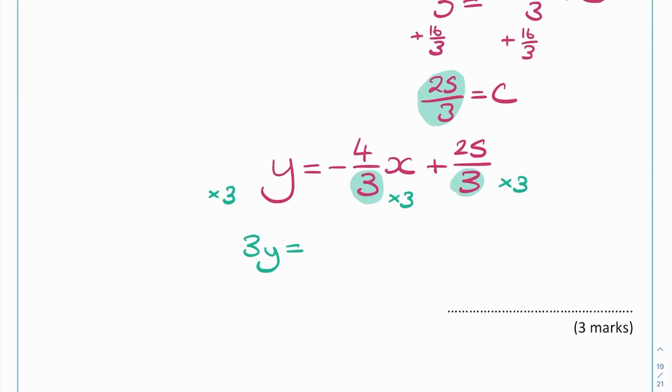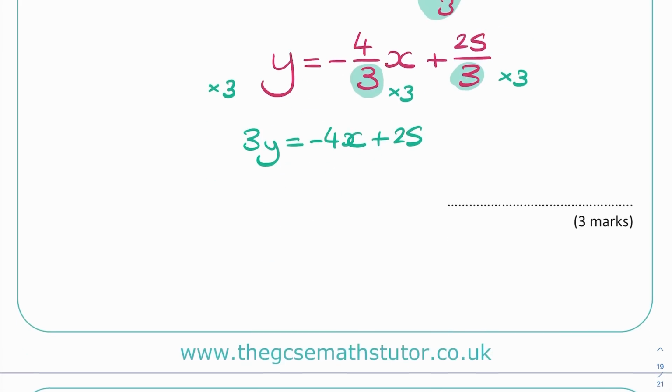So 3y would equal negative 4x plus 25. And you might even be asked to rearrange that and move pieces around. So you could add the 4x to the other side, minus the 25, you could write it equal to 0, you could leave the 25 where it is. You obviously just need to read the question and see how you've been asked to write it. As we've not been asked to do any of that, we'll just leave it in its y equals form.